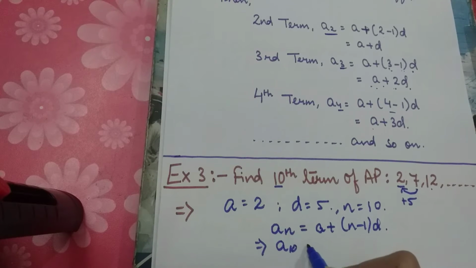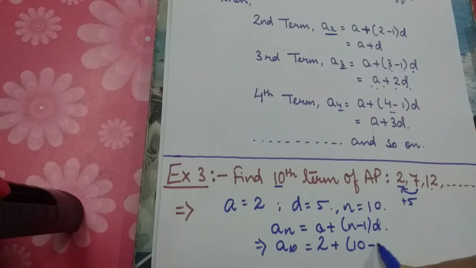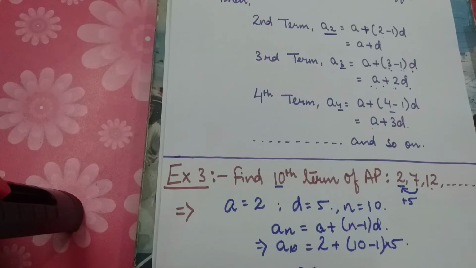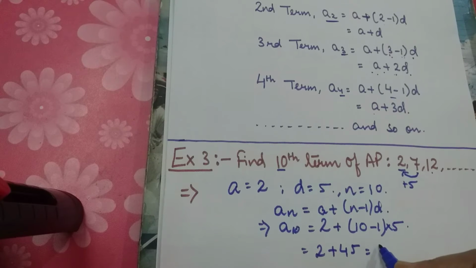a10 will be: the value of a is 2, plus, now the value of n is 10, so (10 minus 1), and the value of d is 5. When you simplify, you get 2 plus 10 minus 1, which is 9, and 9 into 5 is 45. So what do you get as your answer? Your answer will be 47. Hope it is clear.